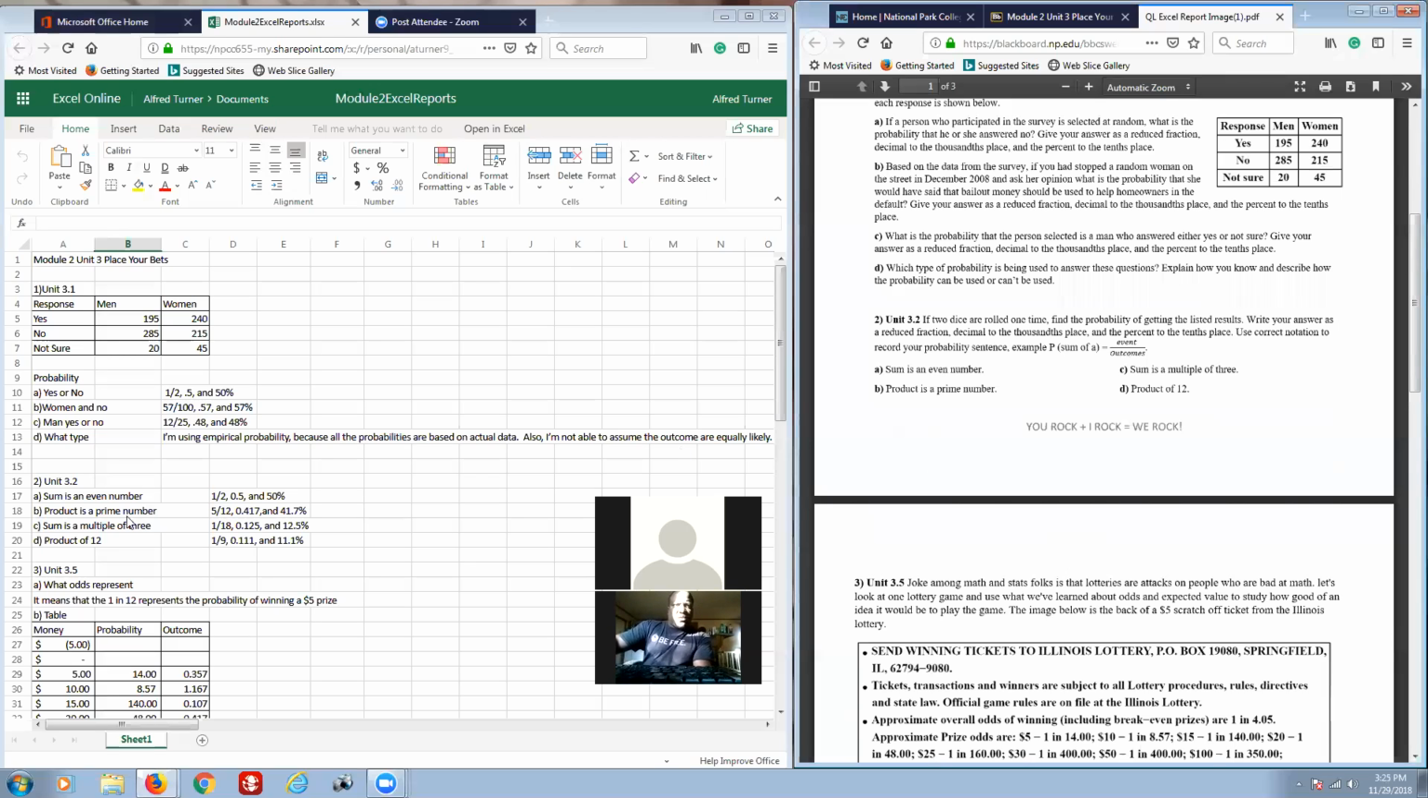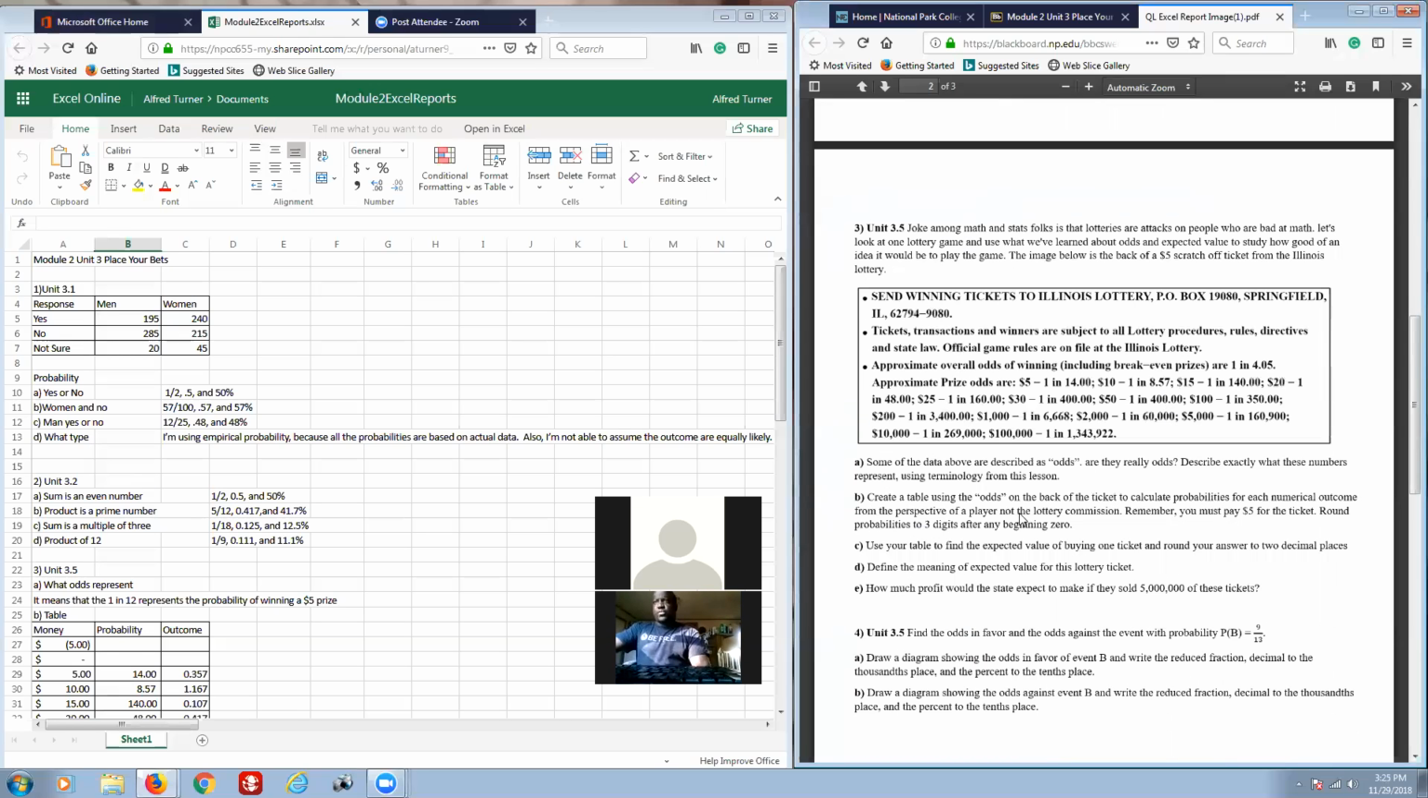I don't think you see what I did right here. If the sum is even, it's 1/2, 0.5, and 50%. Product prime, 5 over 12, 0.417, and 41.7%. Sum is a multiple of 3, it's 1/3, 0.125, and 12.5%. Product of 12, 1 over 9, 0.111, and 11.1%.